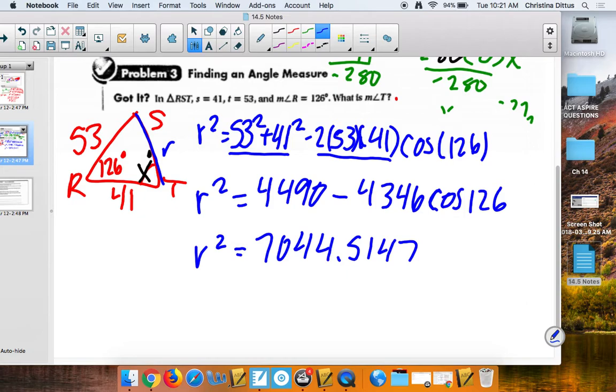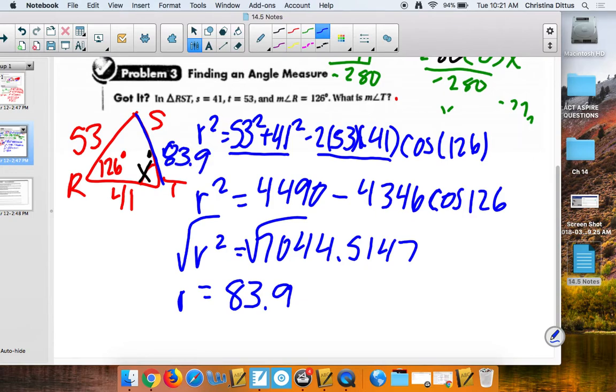Okay, one last step to find my side. What is it? Square root. Good. 83.9. Okay, so this side, let's go back to our picture. This side is 83.9.